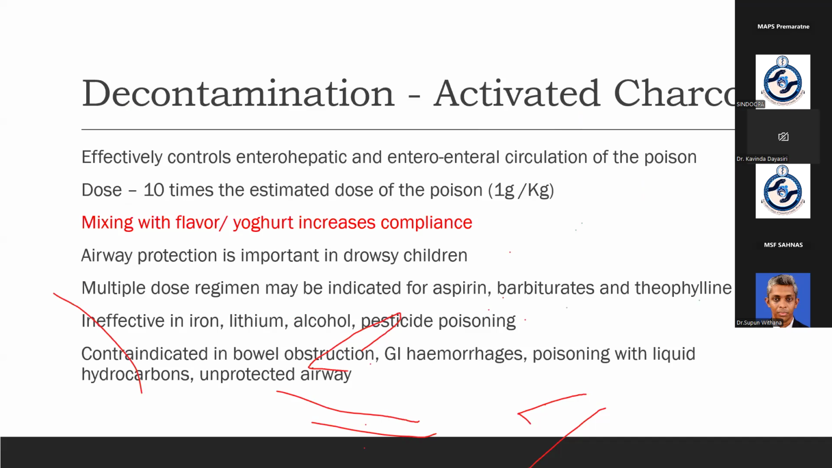Here, the key message is, children, they don't like to take activated charcoal because of its bad taste.